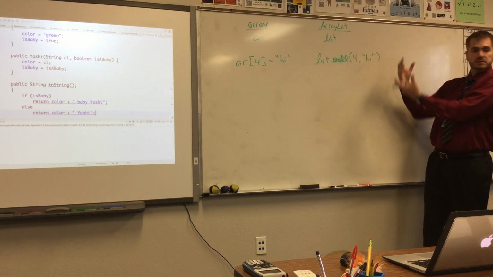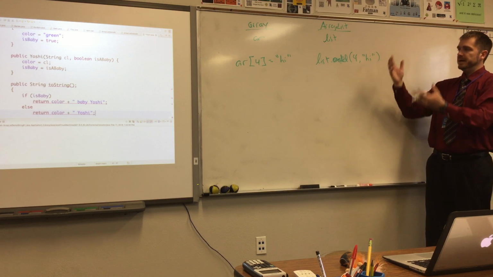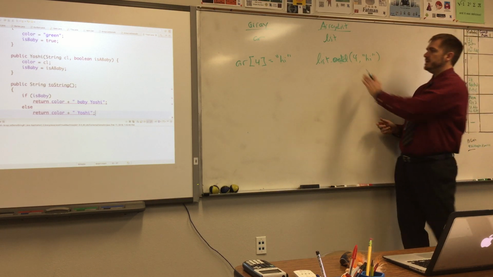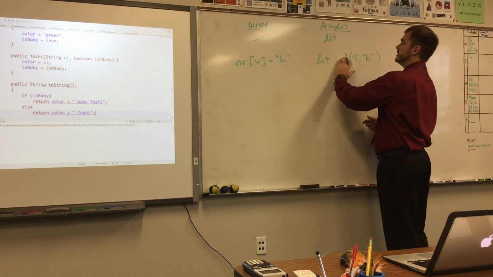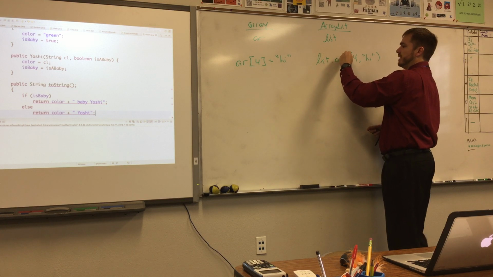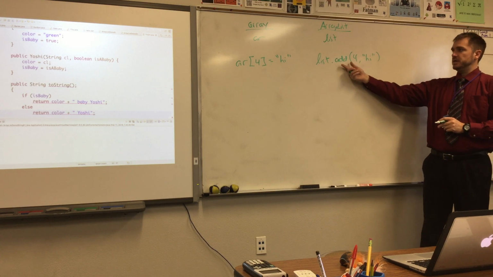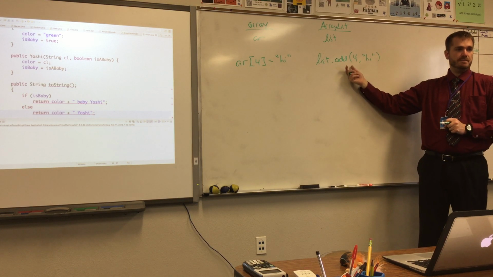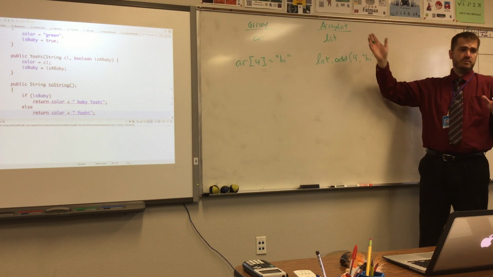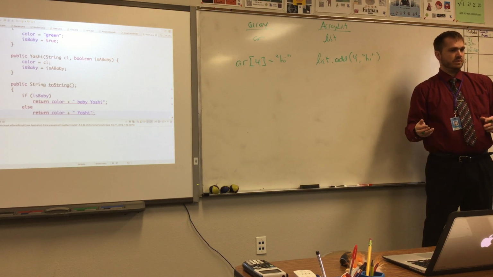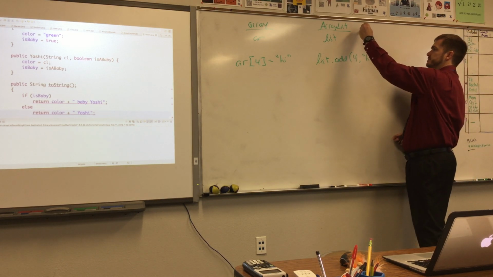It still is a list. It's still like an array, but you'll notice immediately one of the things that's different is that you don't use the brackets. You use a dot and then an add. You use methods, because an array list, first and foremost, is an object.